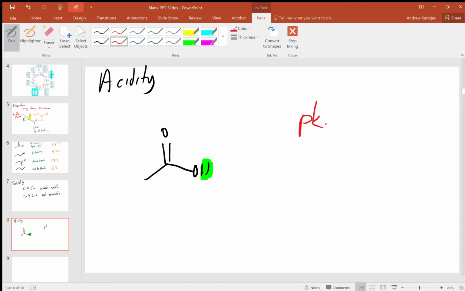The pKa ranges from about 0 to 5. And the one we've drawn here, which is probably our most well-known, most common carboxylic acid that we work with, acetic acid, has a pKa of 4.76.